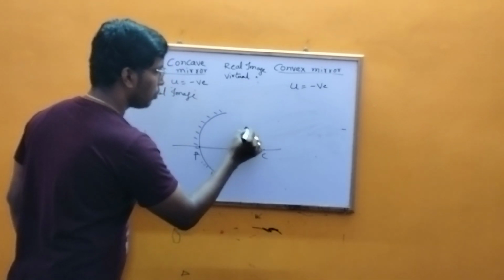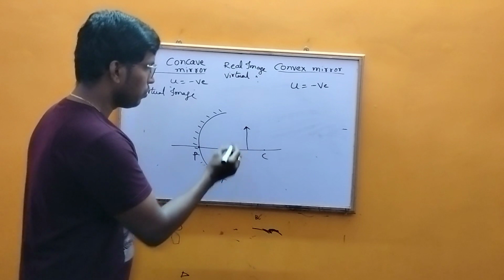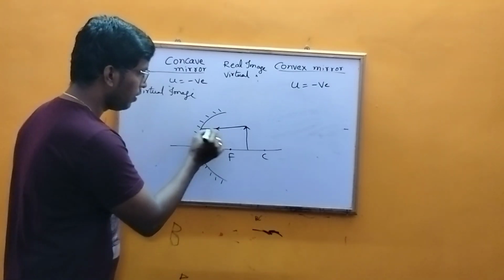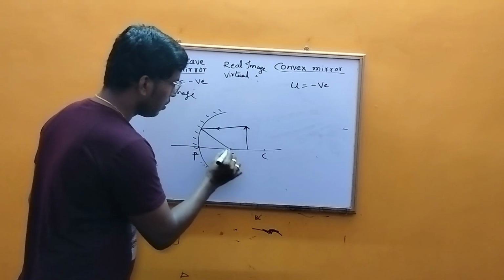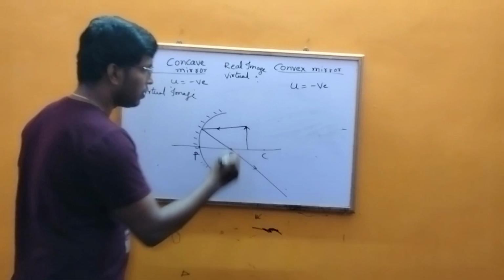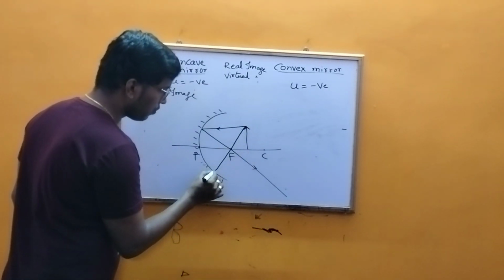Let us imagine an object is placed between the focus point and the center of curvature. From here, the light ray is passing parallel, and we know that if it is parallel, after reflection it passes through the focus point. Now, for another condition, I will consider another light ray which is passing through the focus point.